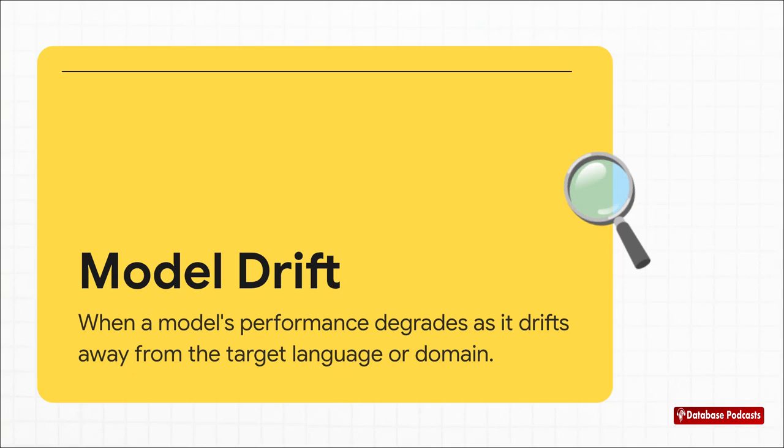See, the biggest threat to a model in production is something called model drift. The world changes, right? Language evolves, new slang pops up, new topics become popular. The data your model sees today starts to look different from the data it was trained on yesterday. And when that happens, its performance starts to slip.